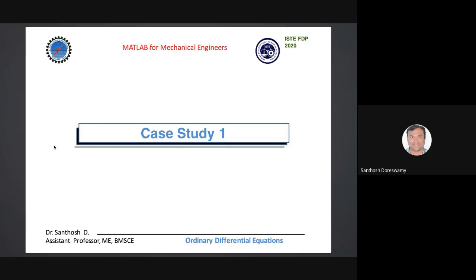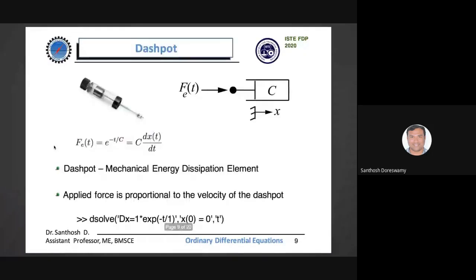Okay, so once you know how to solve this in the exact sense, we will try to go for some of the simple application problems. Now let us take a specific problem. Let us consider a dashpot.